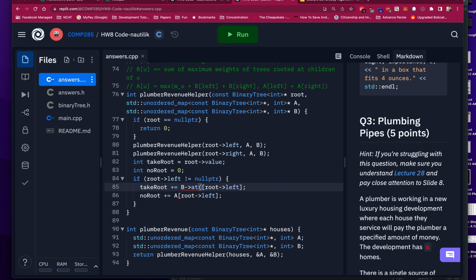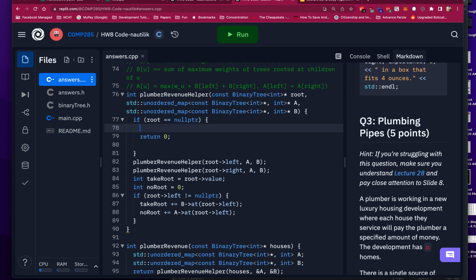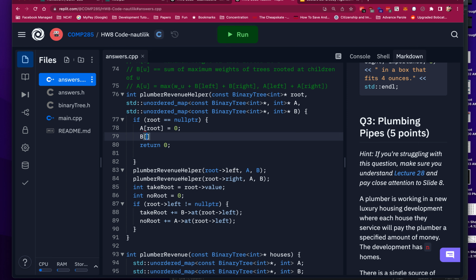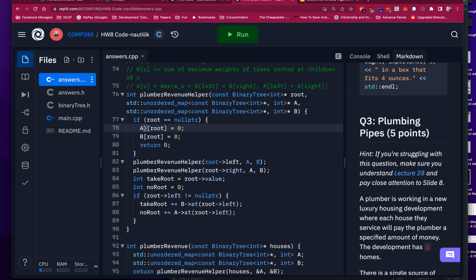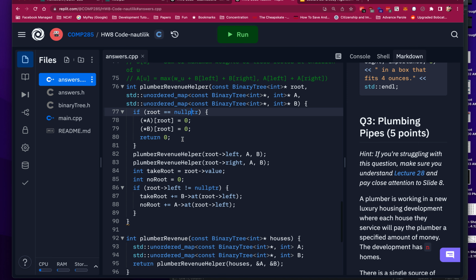And we're going to look up A, and then B, which actually means that I think I need to do this. So I want to set A root equals 0 and B root equals 0. And again, the syntax is because they're pointers, you have to dereference it first, and then you go into it. So something like this. My base cases, if I have no tree, then the answer is always 0. It's just 0, right?